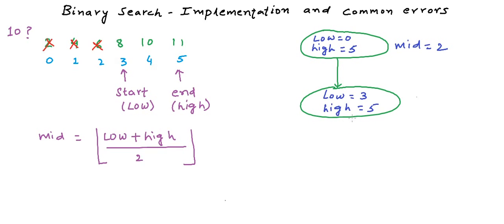Now if we calculate mid, then mid is equal to 4, (5 plus 3) upon 2. Is it equal to the target element 10? Yes, it is equal. So we have found our element. Our search is over. We found 10 at index 4.